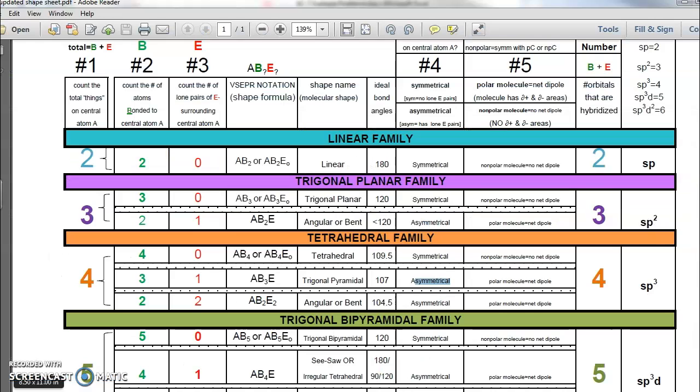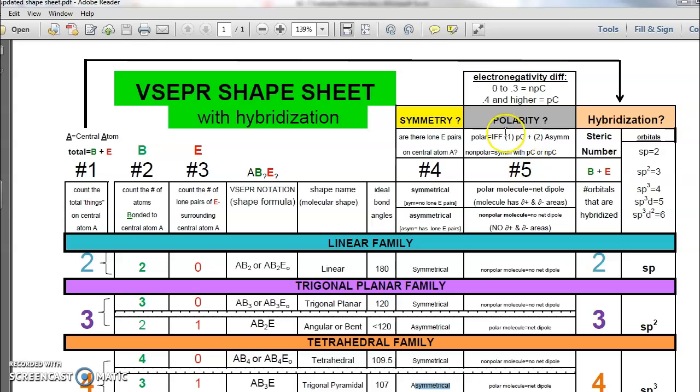to be considered polar. For it to be polar, as it's written right here on the shape sheet, it's polar if and only if. IFF stands for if and only if it's asymmetrical, which it is, and if the bonds are polar covalent. So we'll need to use an electronegativity table to look up the electronegativities of arsenic and hydrogen.